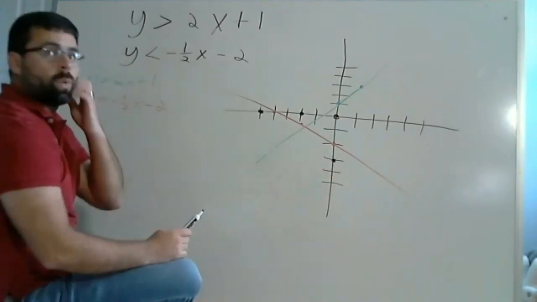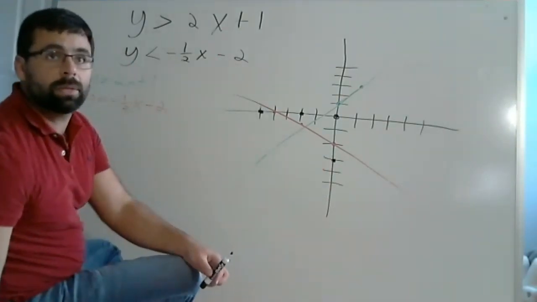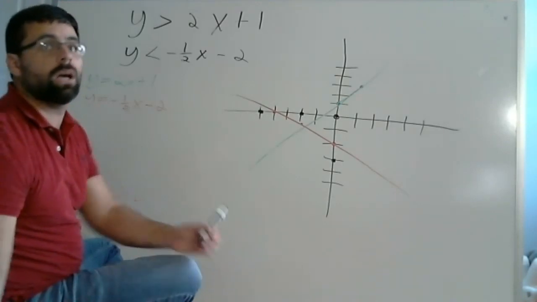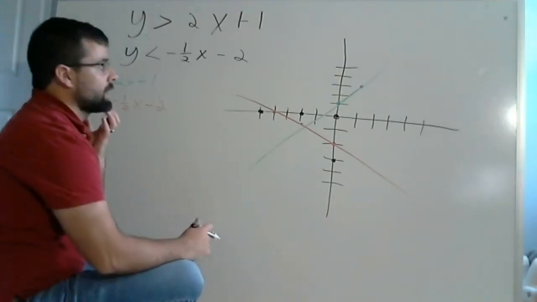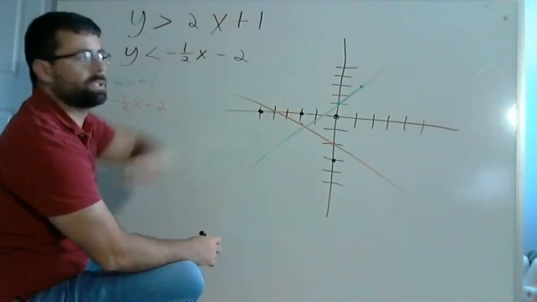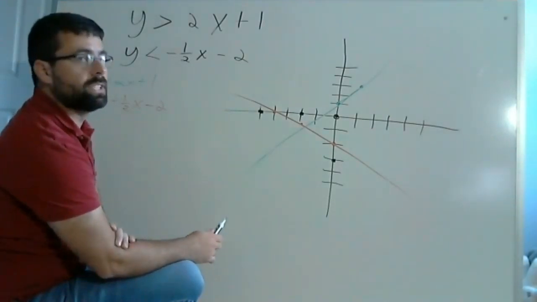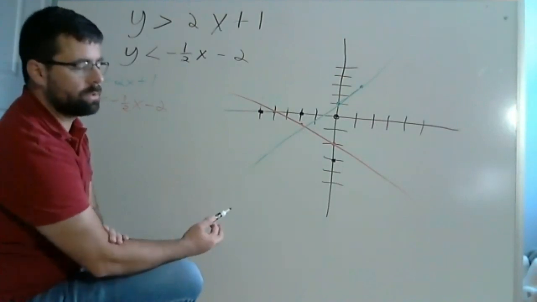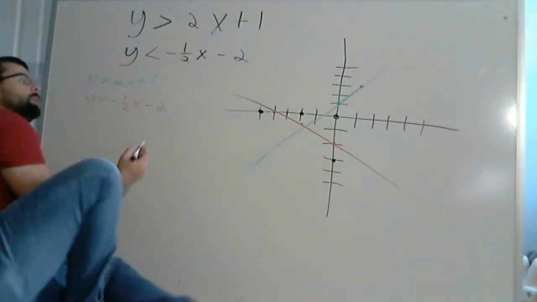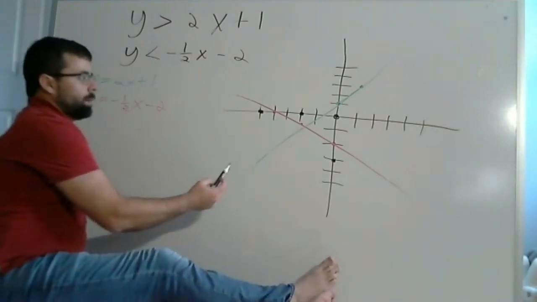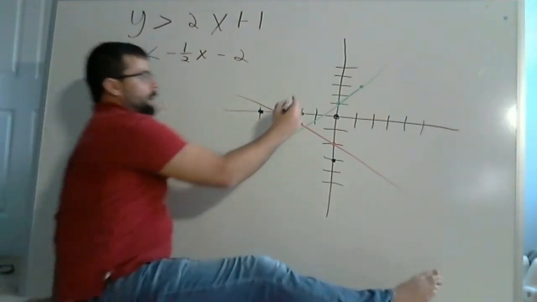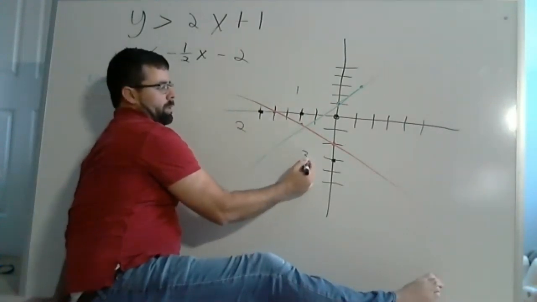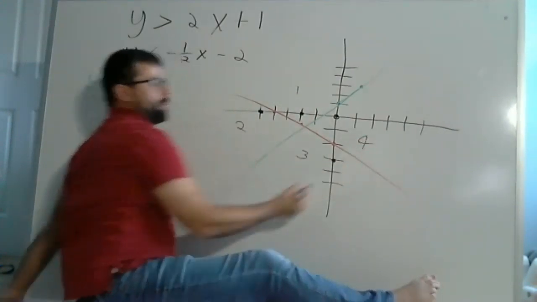I like checking the ones that are along the axes because when you check points along the axis, you see that one of the 2 variables is 0. So let's label our quadrants 1, 2, 3, 4.